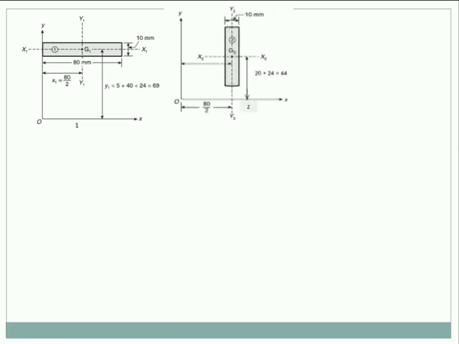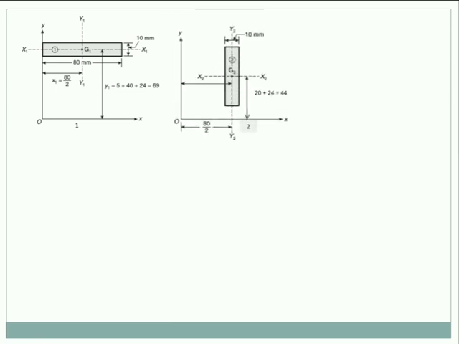Now similarly in the next figure, what we get in the second figure? We get 20 plus 24. Now what is 20? The vertical element has a depth of 40, so 40 by 2 is 20, plus the last element. Now calculation is easy because see y1 and y2.